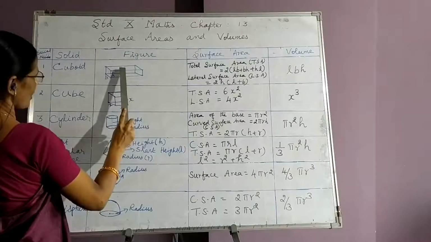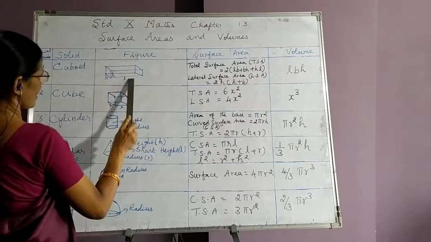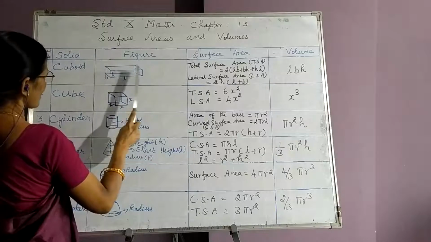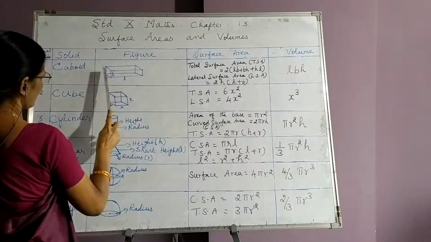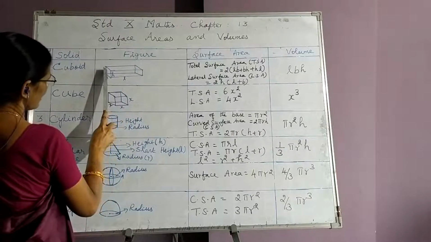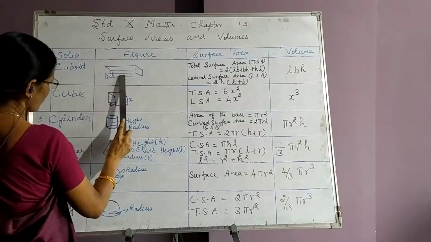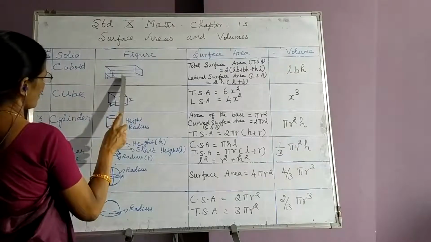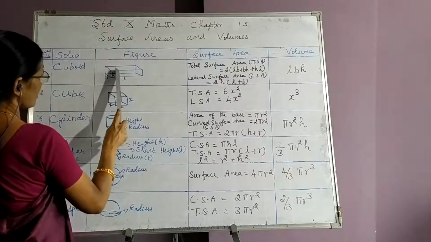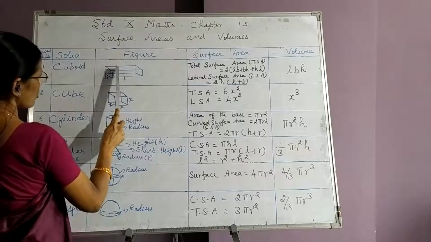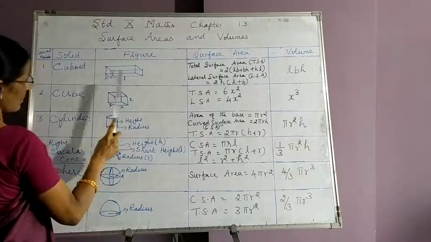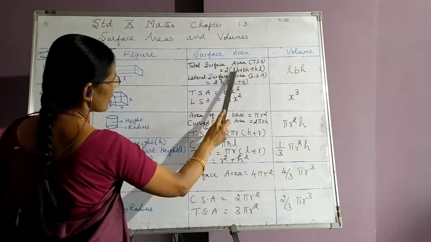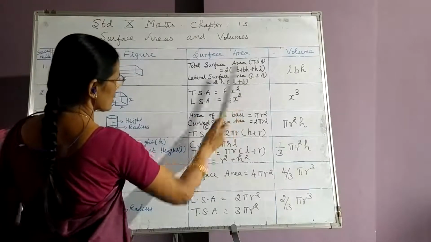So it has 6 faces. Top and bottom faces are identical. Area of each is L into B. If you consider the sides, they are in the form of a rectangle. Area of each side face is B into H. This face is also in the form of a rectangle whose area is H into L. Because of two identical faces, we have 2LB, 2BH and 2HL. So taking 2 out, we take total surface area as 2 into (LB plus BH plus HL).